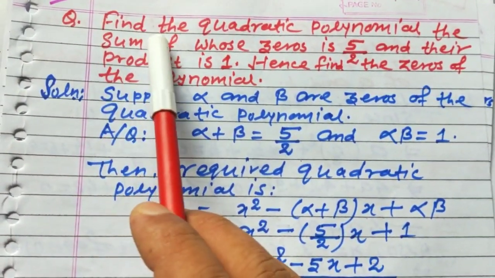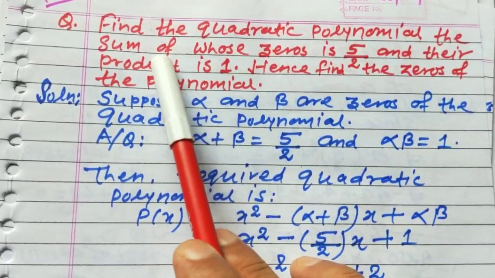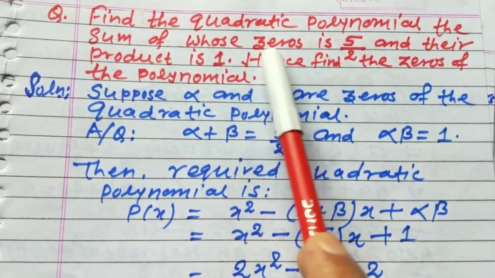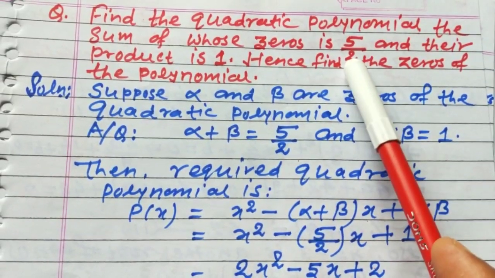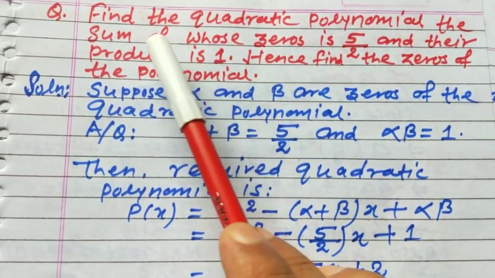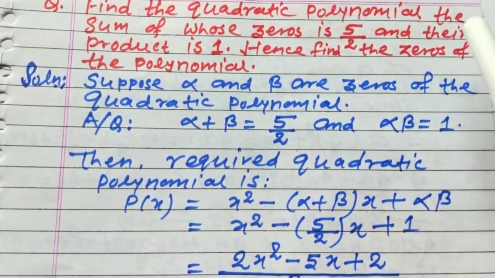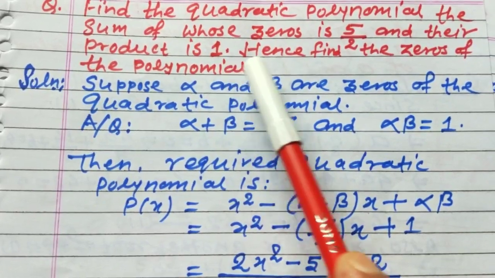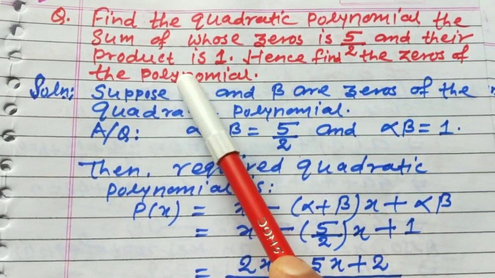The question is, find the quadratic polynomial the sum of whose zeros is 5 by 2. That 5 by 2 is the sum of zeros, that is alpha plus beta is given, and their product is 1, that is alpha into beta is 1. Hence find the zeros of the polynomial.